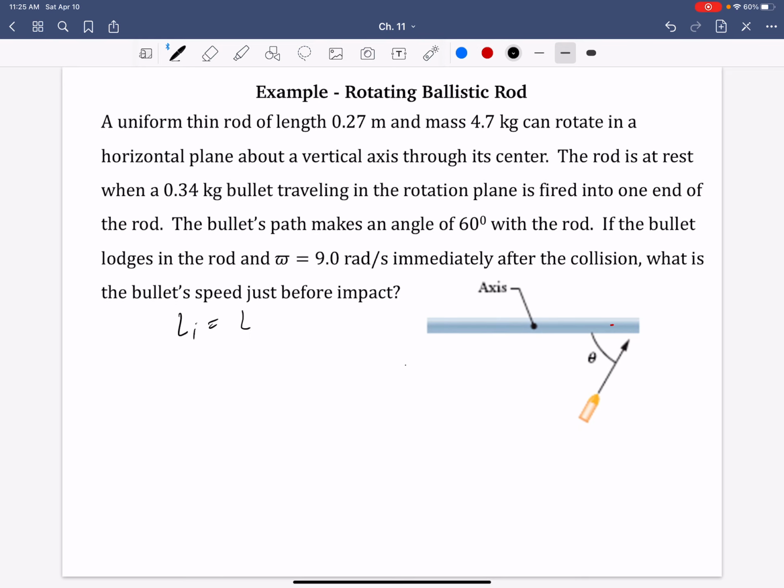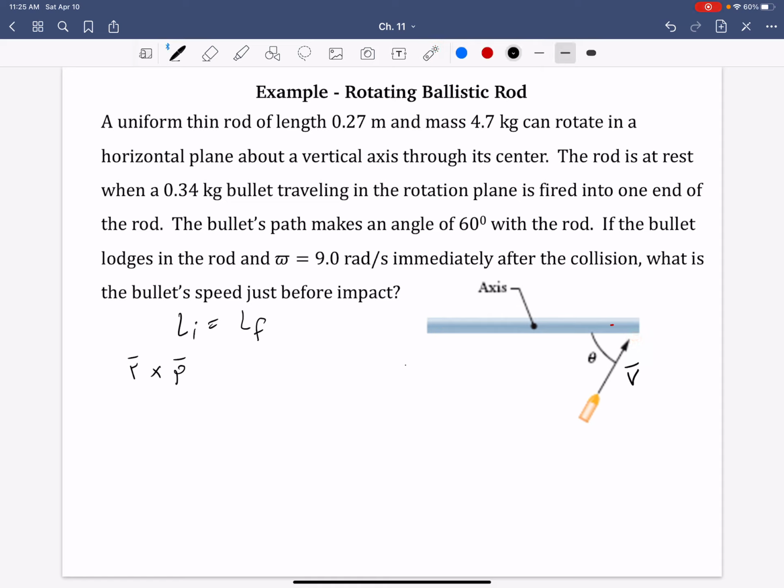So L initial equals L final, and this may resemble some examples previously, in that before the collision there's no rotation, so the angular momentum can be written as R cross P. That projectile has some velocity with a magnitude of v, and that's what we're trying to find. We want to find the projectile speed just before impact. So just before is just right there.